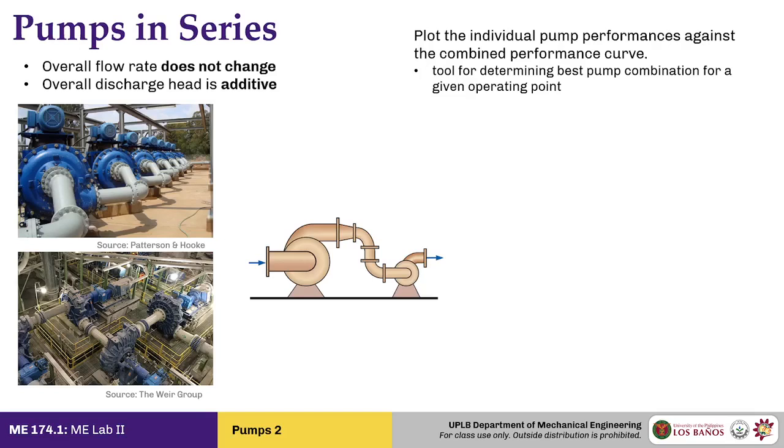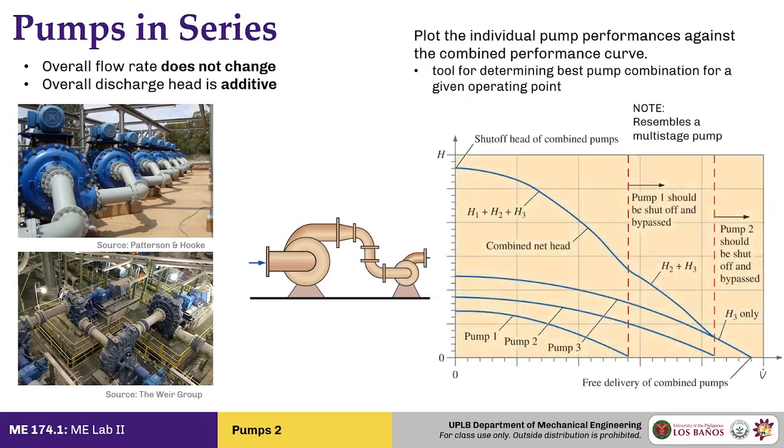It stacks vertically. So when you have the pump curves of, let's say, three different pumps, in this image you have pump 1's curve, pump 2's curve, and pump 3's curve. If you stack them in series, their curves actually increase vertically. They can provide a larger discharge head overall. So this is what the curve looks like.